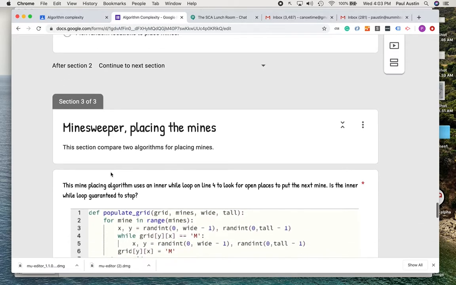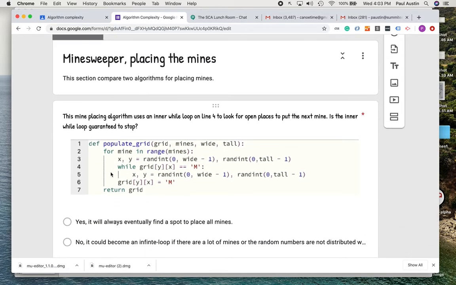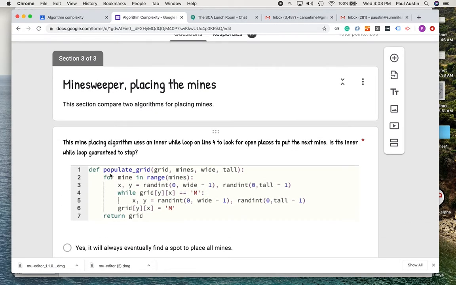Okay, now, placing the mines. Okay, that's right, we're in section 303. I'm going to go ahead and stop this video and pick it up on the next one. We'll close it out in the second part.